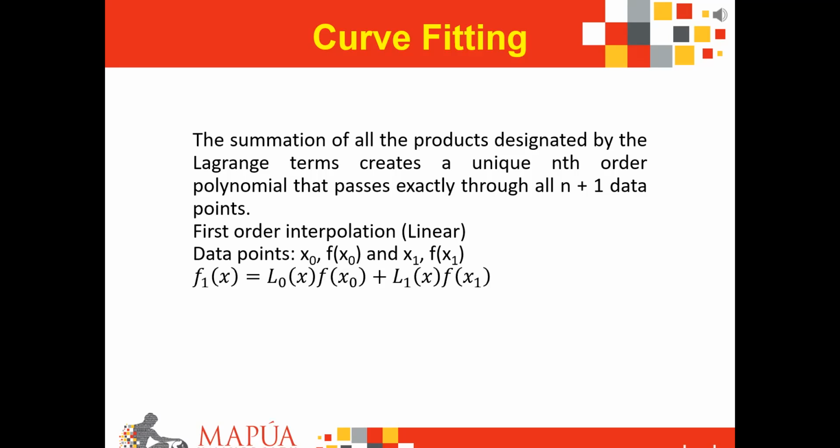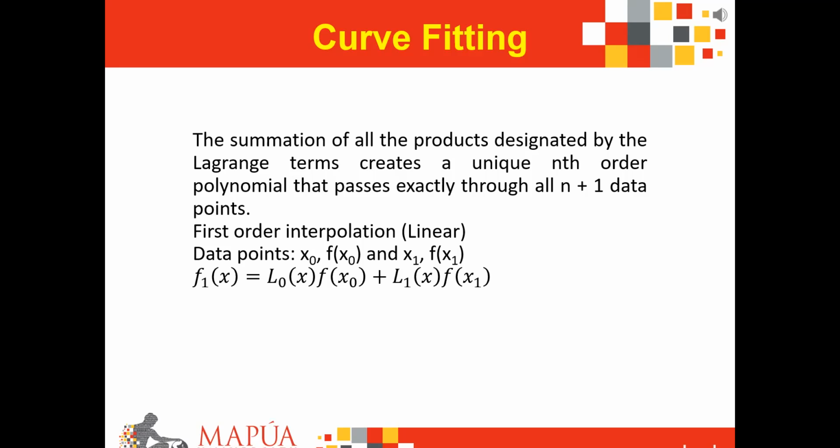Therefore, your first-order or linear function would simply comprise the product of the Lagrange term L0 of x multiplied by f(x0), plus L1 of x multiplied by your f(x1). Since there are two functions, namely on your data points, f(x0) and f(x1), you end up with two Lagrange terms multiplied to each of your given functions: L0 of x for f(x0) and L1 of x for f(x1).